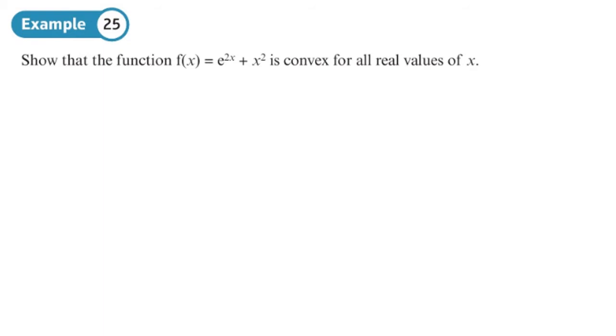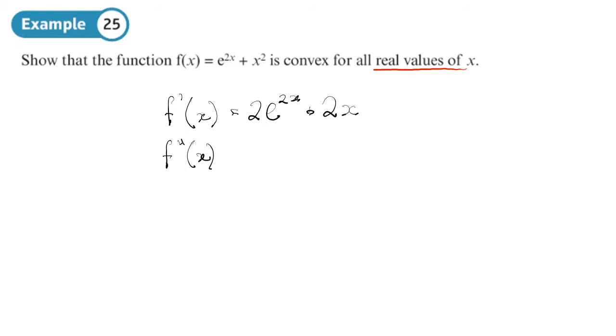This one, show that the function is convex for all real values. So it's sort of given us something here. We're expecting that when we work out the second derivative, that's always going to be greater than 0 for all values of x, but we need to show that. So the first derivative is going to be 2e to the 2x plus 2x. The second derivative is going to be 4e to the 2x plus 2.